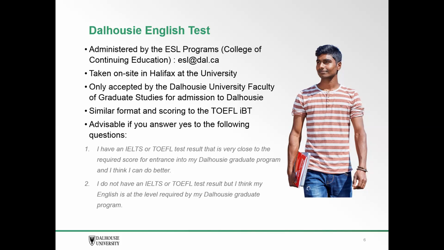Taking the Dalhousie English test is advisable if you answer yes to one of the following questions. Either if you have an IELTS or TOEFL test score that's very close to the result required for admission into Dalhousie. So let's say you need a 92 on the TOEFL. Let's say you got a 90 the last time you did the TOEFL. You did that recently, and you have been preparing and studying and working on your TOEFL skills since you last did it. And so you think you've improved and you think that you can obtain the equivalent of a 92.